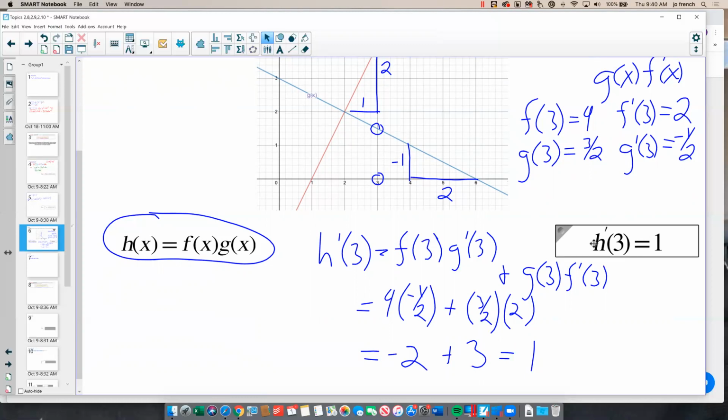All right, hopefully these examples will help you apply the product rule in various situations.